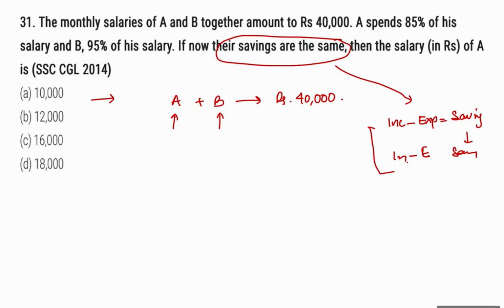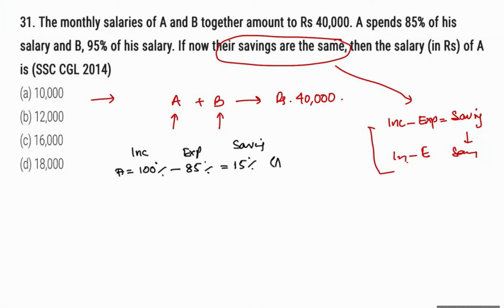Savings value, what is it? Spend, black pen. A's spend is 100% of income, so 100% minus the spend of 85% is the expenditure. Sorry. 85% is the expenditure, and savings is 85% minus 10%, which is 15%, which is saving.